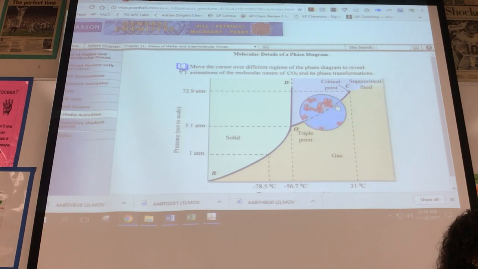Now along this line here you have both states coexisting, but when you reach the critical point and surpass it, you don't have two states of matter anymore. You have what's known as a supercritical fluid.